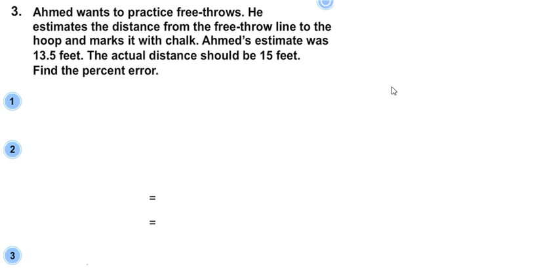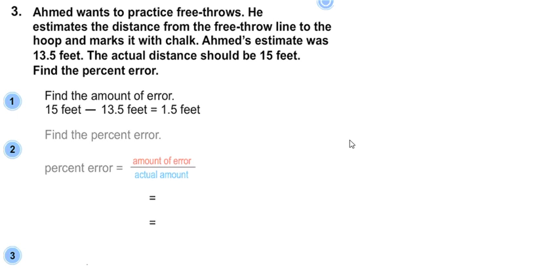So here's an example. Ahmed wants to practice free throws. He estimates the distance from the free throw line to the hoop and marks it with chalk. He estimates it as 13.5 feet, but the actual amount is 15 feet. So we're going to find out what percentage was he off in his estimation. So we're going to find the amount of error. So we subtract the two amounts, 15 minus 13.5 feet. That equals 1.5 feet. So he was off by 1.5 feet.